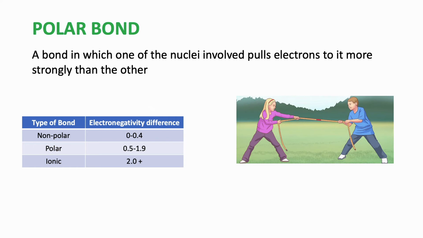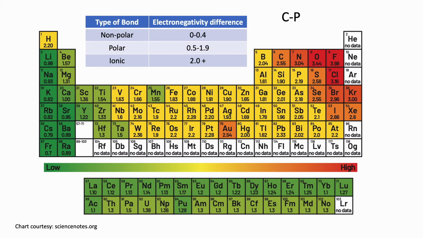But the nice thing about knowing about electronegativities is that it helps us predict whether we will have a covalent nonpolar bond, a covalent polar bond, or an ionic bond, because these are all based on electronegativity differences. So let's go through and look at our electronegativity chart again, and let's look at three pairs of elements that might connect. So the first is a carbon-phosphorus bond.